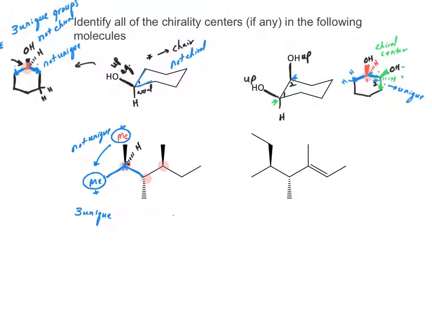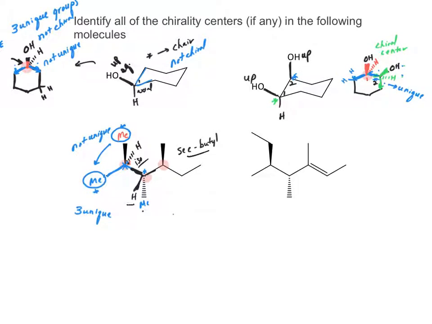Okay, so that means that we move down to this guy, next one in line. On this one, we've got a dash, which is a methyl. That means that we've got a wedge, which is a hydrogen. So this is 1, 2 unique groups. If we go this way, this thing out here is an isopropyl group, whereas this thing out here is a sec-butyl group. These are different. Even though it's carbon-carbon, hydrogen stuff, these are still different substituents. These are different groups. So this is unique, this is unique, this is unique, this is unique. So this is a chiral center. Oh, I shouldn't say "a chiral" because then you'll think it's not. This is a chiral center.